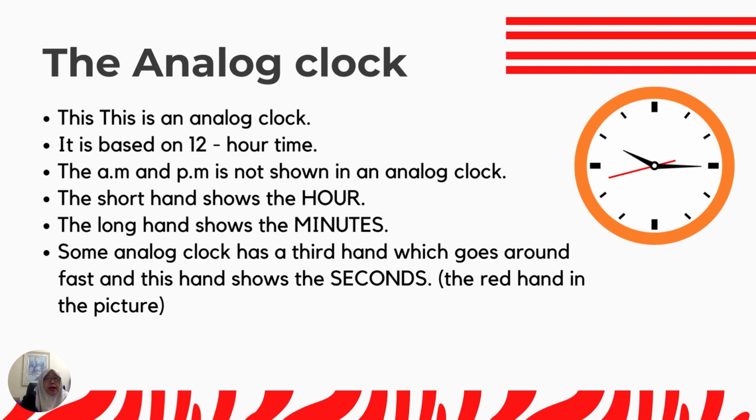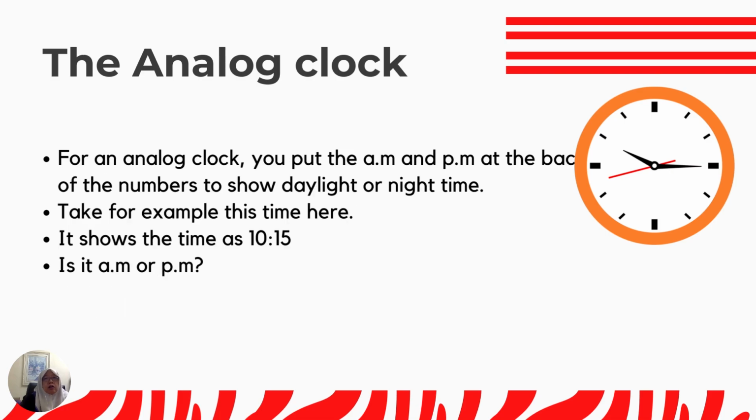So we have the short hand showing the hour and the long hand showing the minutes. And the third hand shows the seconds. For an analog clock, you will put the AM and PM at the back of the numbers to show daylight or nighttime. That's very important because when you look at the clock here, you will see that the time is 10:15. But is it AM or PM? So we do need to look at the weather outside, whether it is daylight or nighttime.